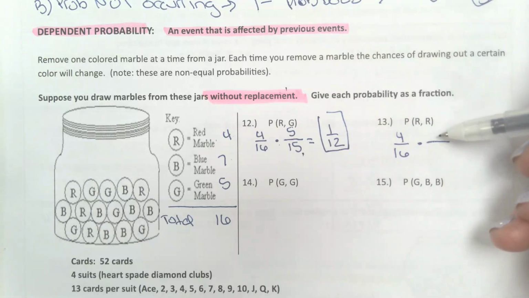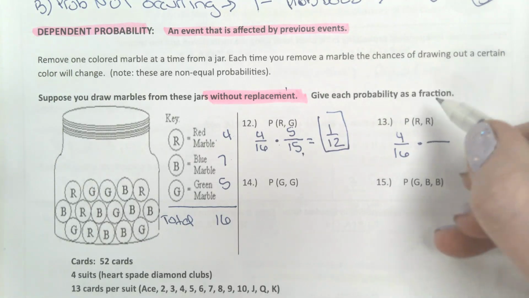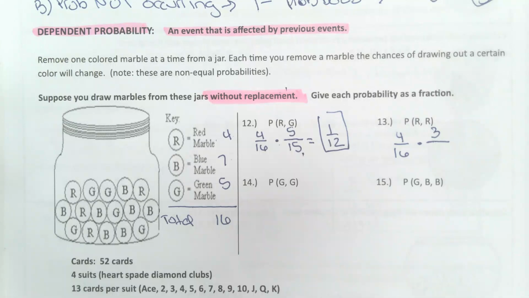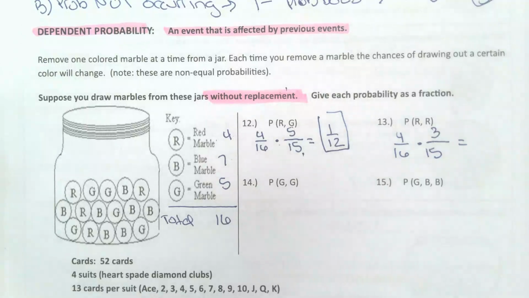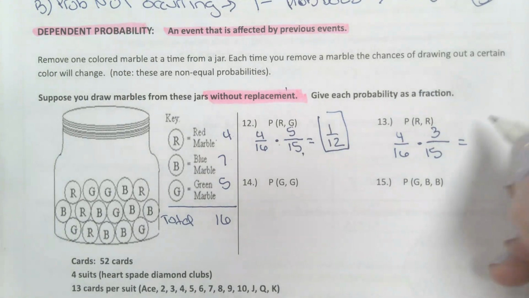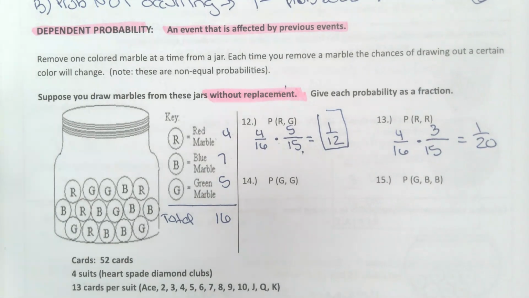So how many reds are left in there? 3. And how many total marbles are left? 15. Multiply that together, and bell's going to ring. You should get 1/20th, and we will talk about cards tomorrow. Thank you.